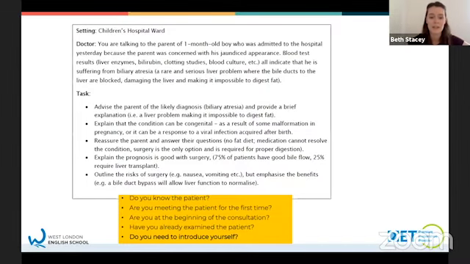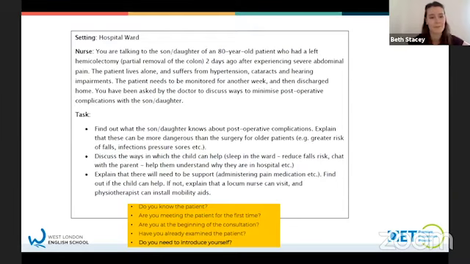Are you at the beginning of a consultation? Probably yes, in this case, because you are explaining the prognosis from the results. Have you examined the patient? Yes, you have. So do you need to introduce yourself? No, you don't, because you already know the patient. What you might want to do is start from the beginning and say, oh, hello, it's good to see you again, and then go into the first task. Here's a different one.